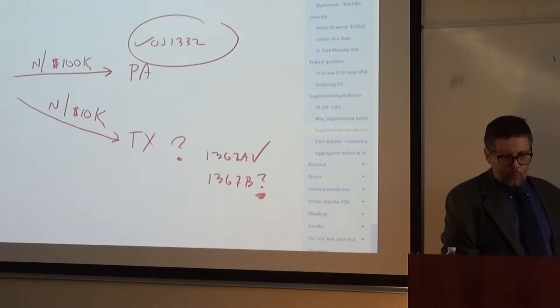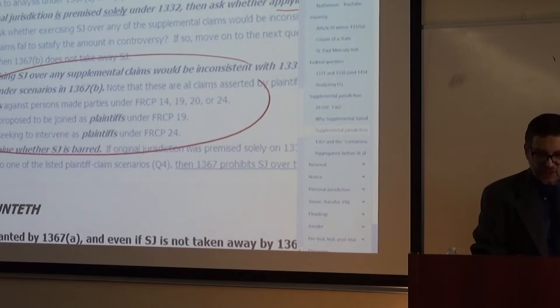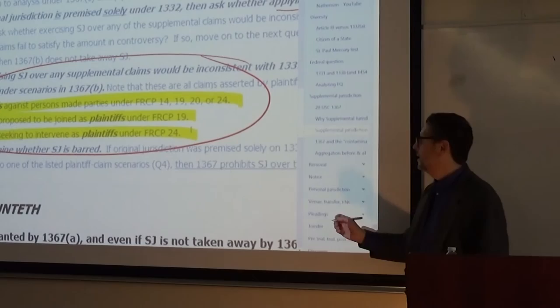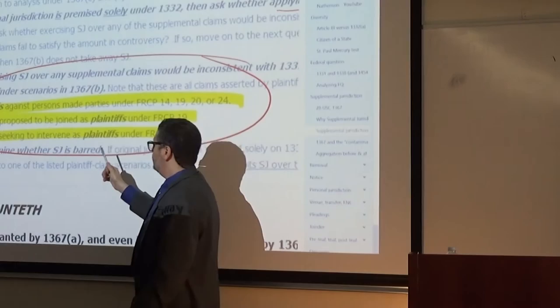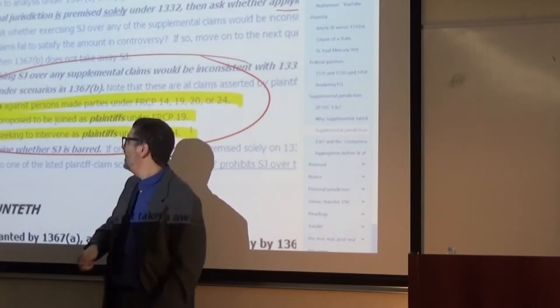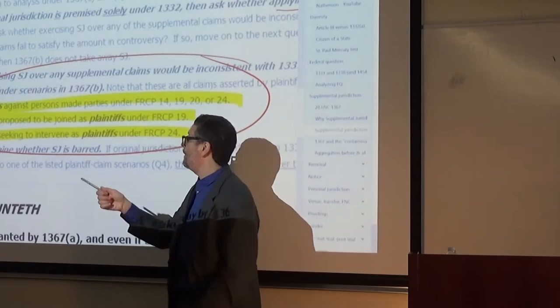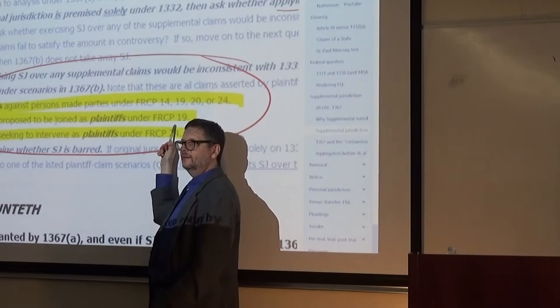Now what the statute tells us to do is to look at three laundry lists. And we have to ask ourselves, does the joinder scenario at issue in this fact pattern concern any of these three joinder scenarios? We're going to take them from the bottom on up. Remember, this is Florida versus Pennsylvania and Texas, right? Is this a claim by a person seeking to intervene as a plaintiff under Rule 24? No, because the intervenor is a party crasher, somebody who wasn't invited to the party, who's trying to join the party. Is it a claim by a person proposed to be joined as a plaintiff under Rule 19? No. This is a claim by somebody who's already an original plaintiff, right?